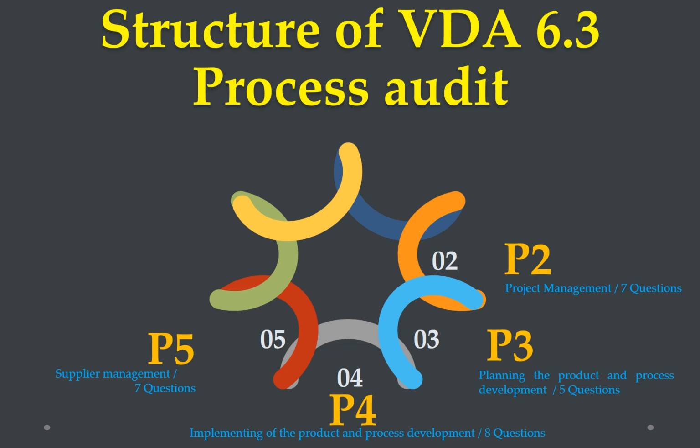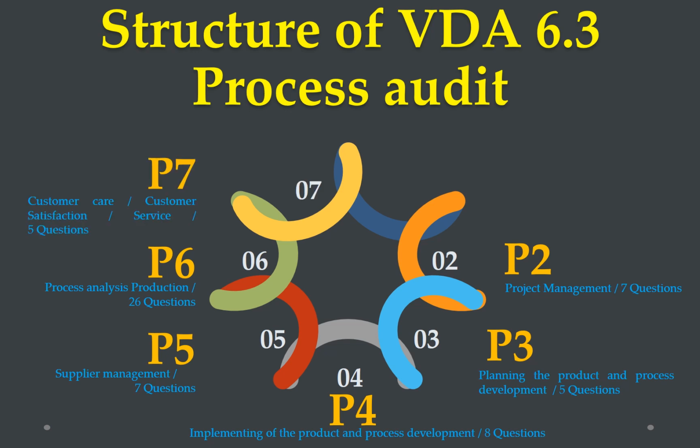P5 talks about supply management and it has 7 questions. P6 is the lengthiest of them all. It is process analysis production and it has 26 questions. P7 is customer care, customer satisfaction, service and it has 5 questions.